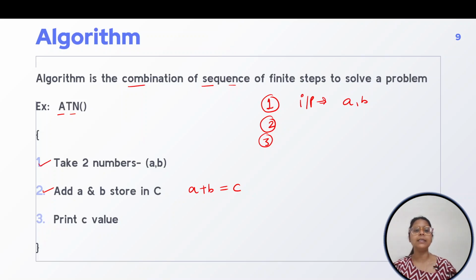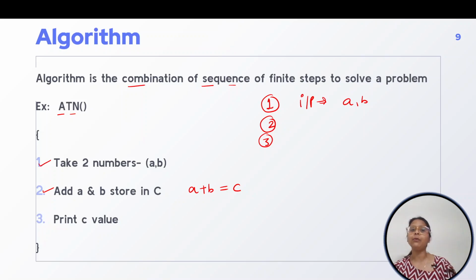Next is your effectiveness, that there is no step in this particular algorithm which is not feasible, which is not relevant to the problem. If you are taking two numbers, these are very important steps. If you are adding them and storing in C, this is also an important step. And finally, you are printing the output. That is also an important step.